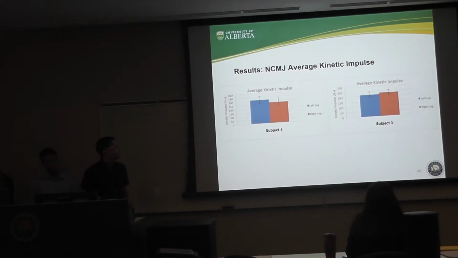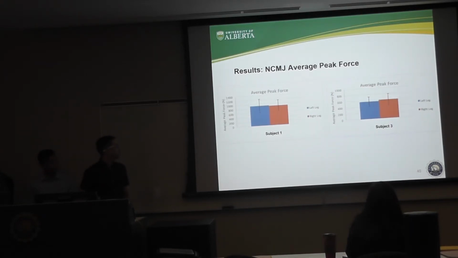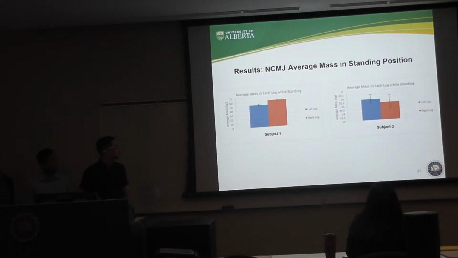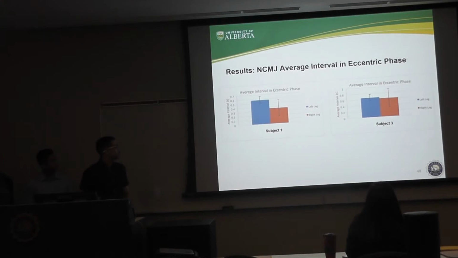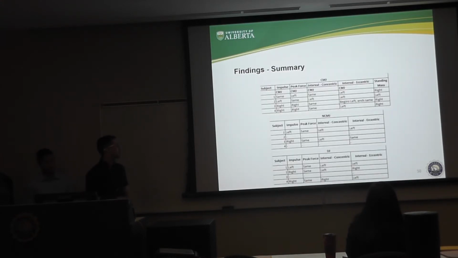Again, we looked at the kinetic impulse for the non-counter movement jump, peak force, average mass in standing position, and average interval in both phases. And we created a summary of the different dominance of left leg, right leg, or whether they were the same dominance. And we tried to see if there's any trend between the healthy subjects or the non-healthy subjects. And it was very difficult to do this because there's no visible trend.